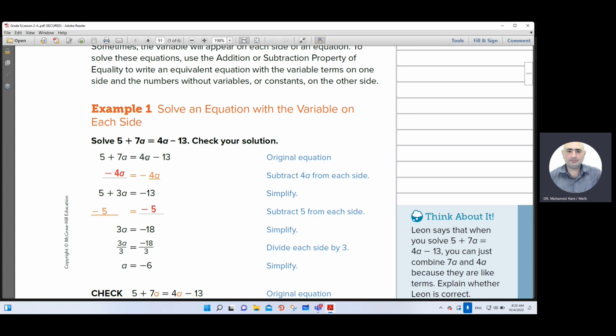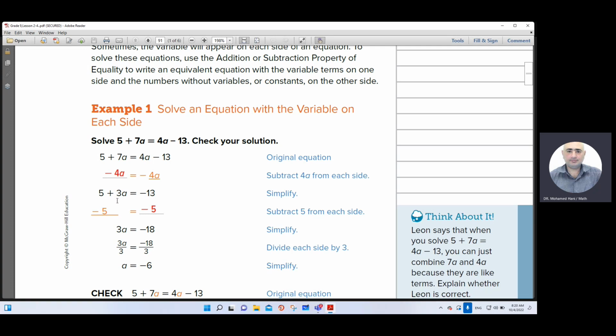So take the inverse. What is the inverse of 4a? Negative 4a. So subtract 4a from the two sides. Now 4a minus 4a is 0, remains negative 13. And here 7a minus 4a will be 3a, and here we have 5 plus 3a. Now as you see, we have an equation with one variable on one side, so we need two steps to solve this equation. This is the previous lesson.